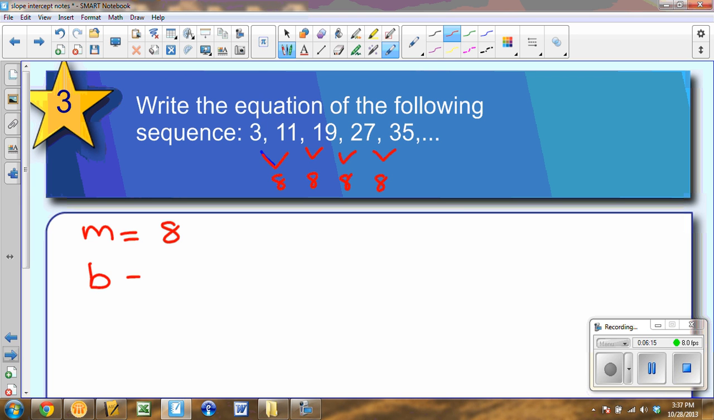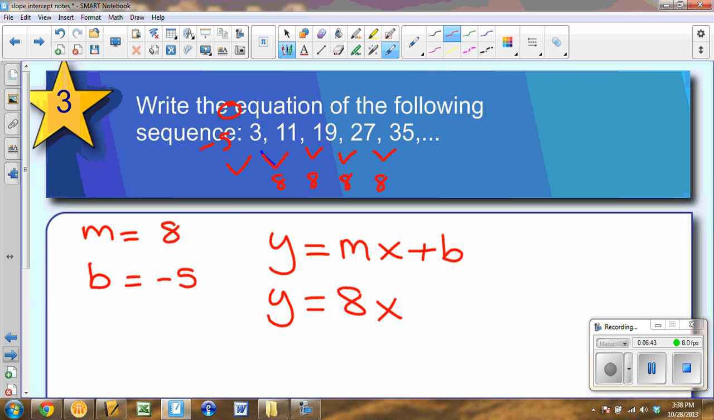Now, in order to get my intercept, remember, I've got to go back and find that 0 term. So if I go back 8 from 3, I'm going to be at -5. So my intercept is -5. So if I'm going to write an equation then, we're going to do mx plus b again. So y equals, my m is 8, so I put 8 in for the m, and my b is -5, so I put -5 in for that. And that equation will find any term in that sequence.